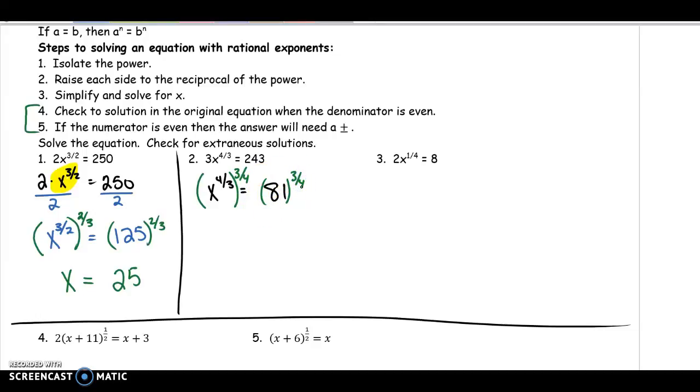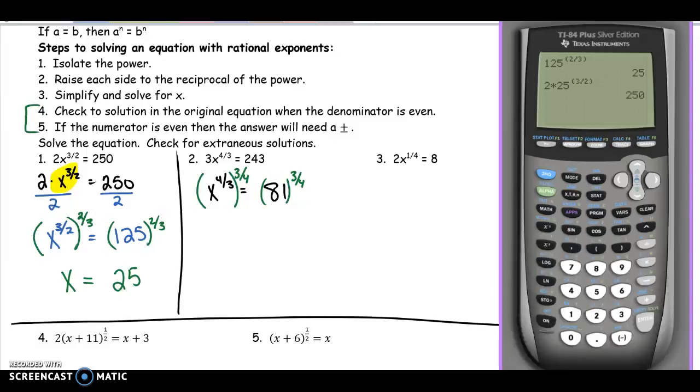Plug that into your calculator. 81 raised to the parentheses, 3 divided by 4, close your parentheses, 27.